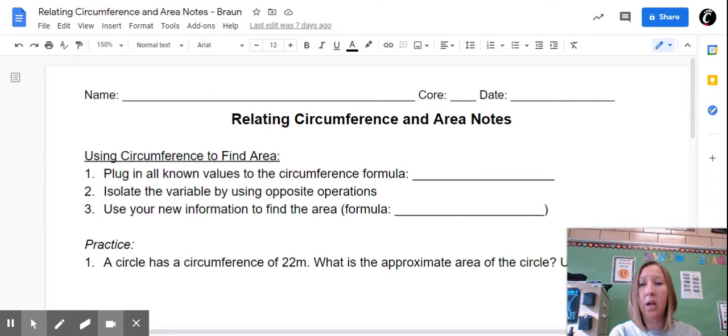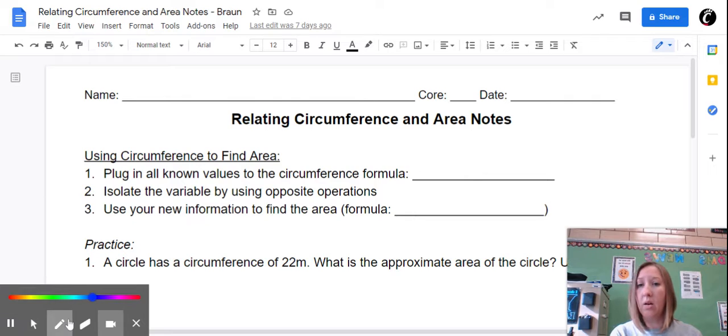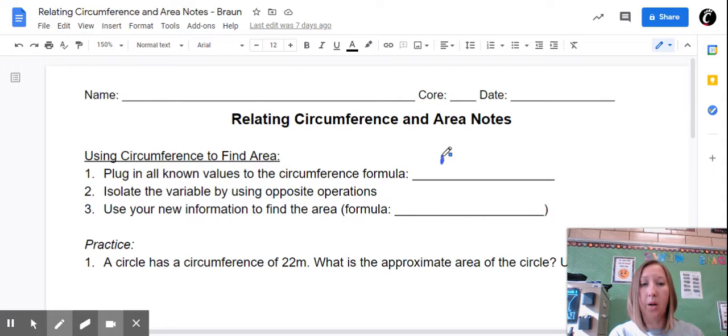In order to do that, we are going to plug in all of our known values to the circumference formula. So remember, our circumference formula is C equals pi times diameter. And then we want to isolate our variable by using opposite operations. So remember, we're going to use those inverse operations to help us solve. We're going to use the new information to find the area using our area formula, which is area equals pi times radius squared.